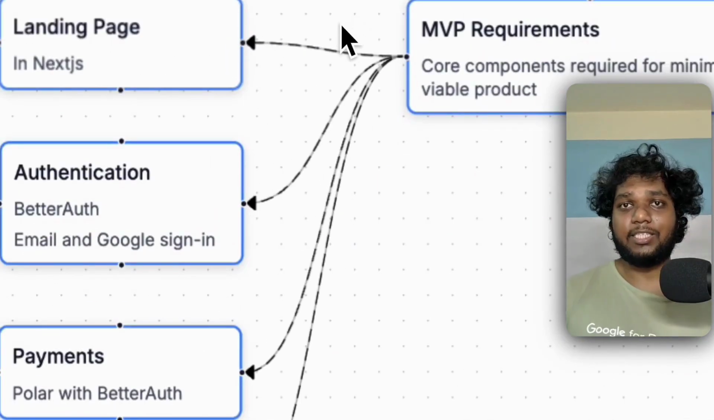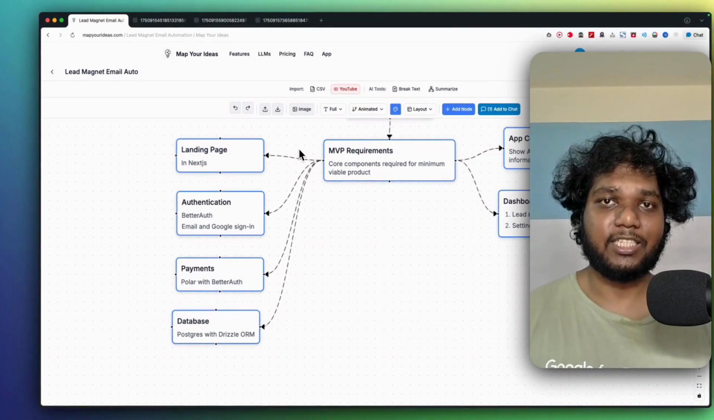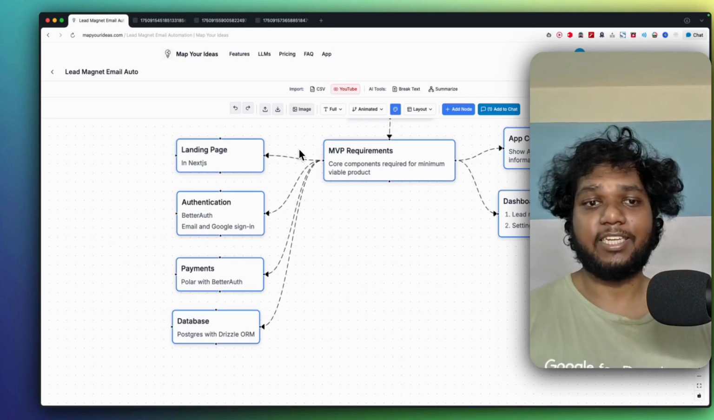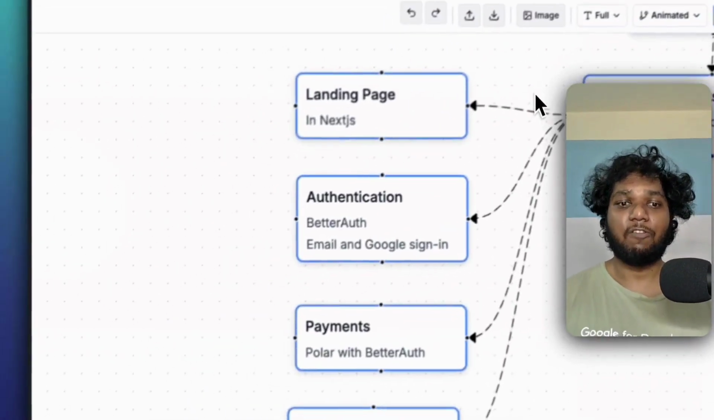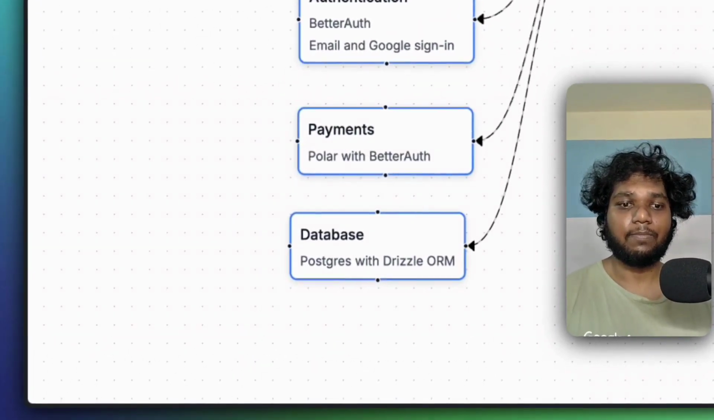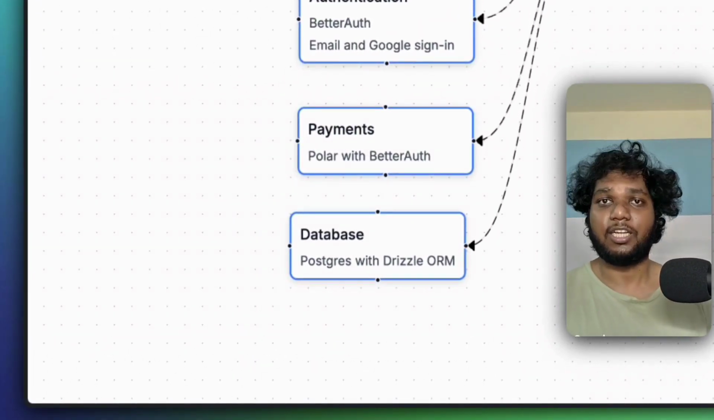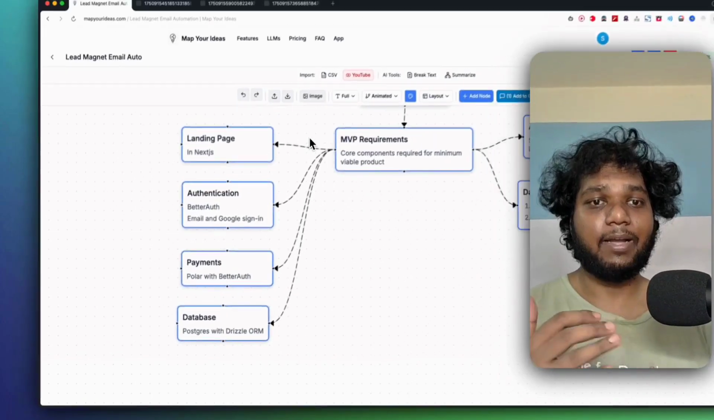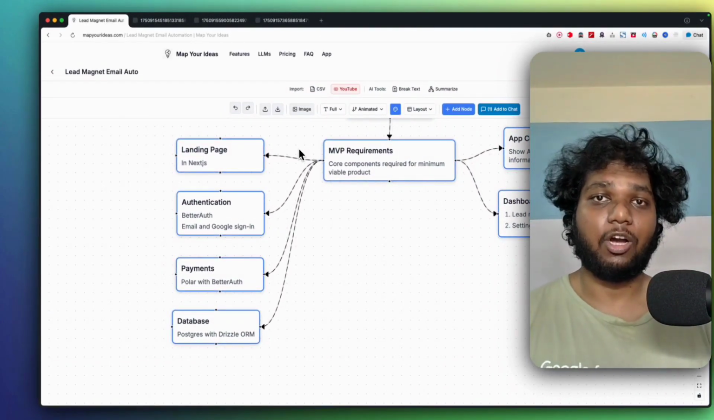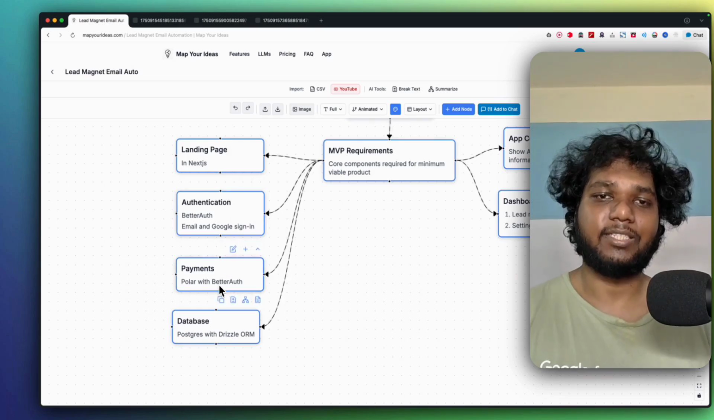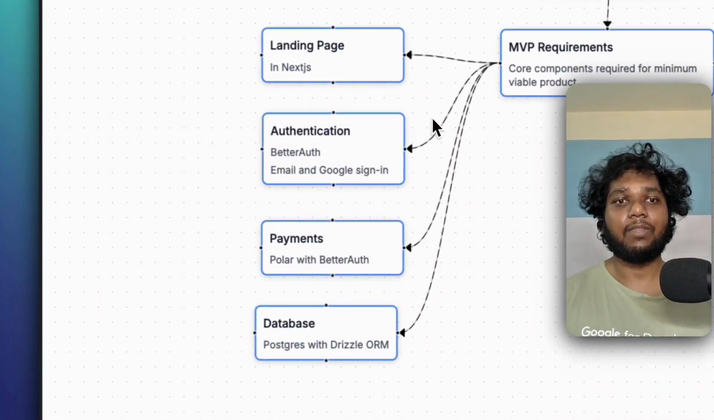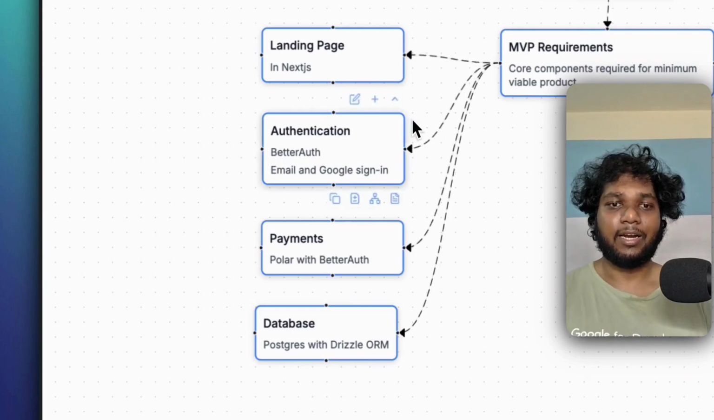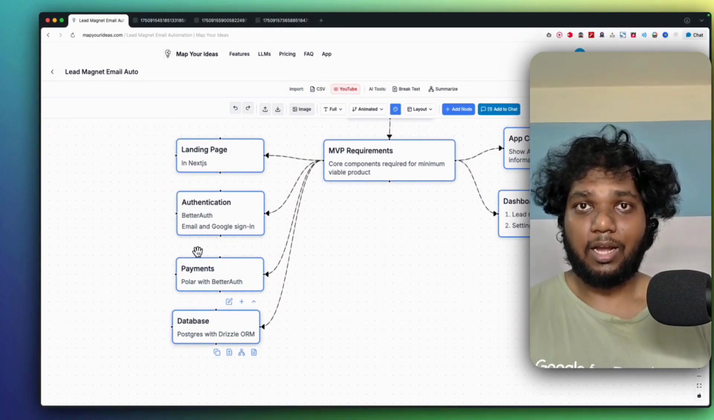For the landing page, my whole application will be in Next.js. The landing page will also be in Next.js. For authentication, I will use the BetterAuth SDK with email and Google sign-in only. For payments, I will use Polar with BetterAuth. And for the database, I will use Postgres with Drizzle ORM. This is my tech stack, and I already have a boilerplate code which I have customized for myself, which has authentication, payments, and a Postgres database with Drizzle ORM. What I need to do today is build a basic landing page and test out these 4 items.